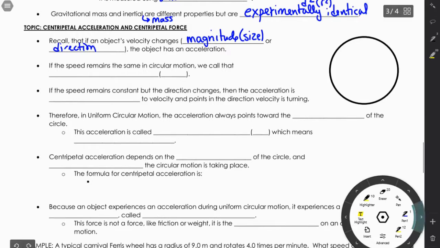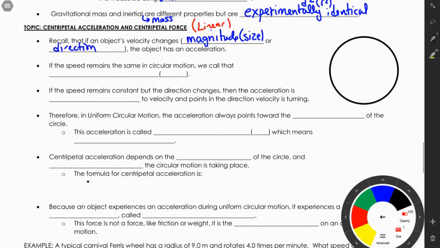Now, when we talk about the magnitude, that's pretty much going to be our linear discussion. But when we keep the size constant and change the direction, now we're looking at our circular aspect, so we're looking at circular motion. If the speed remains the same in circular motion, we call that uniform circular motion, or simply abbreviated UCM. Remember, physicists tend to be lazy in some regards, and so we abbreviate uniform circular motion simply as UCM.